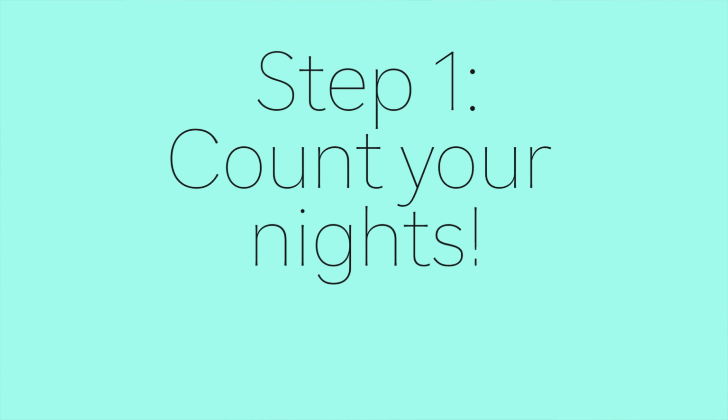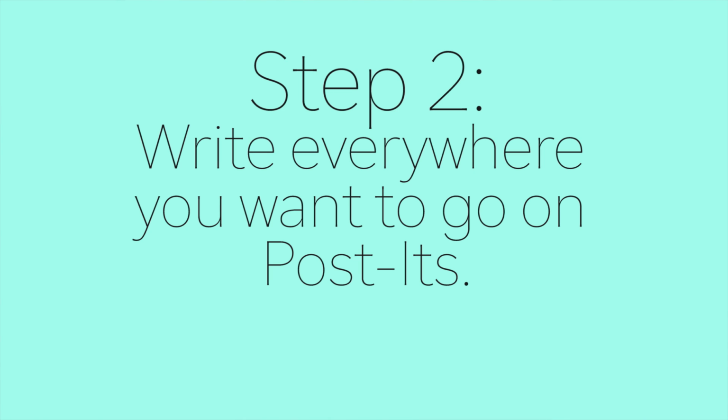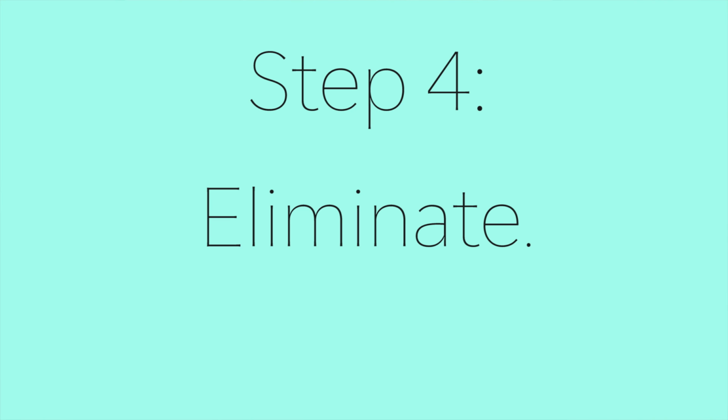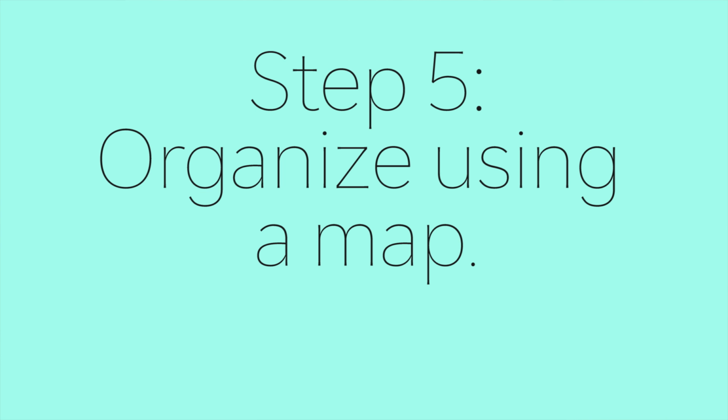Okay, so just to recap on those steps, the first thing you need to do is make sure that you count the number of nights that you're actually going to have on your trip. You're going to write down all of those places that you want to go on separate Post-its. Next, you need to determine how many nights you need in each place. Remember my rule of no less than 3 nights in a bigger city with lots of sites and no less than 2 nights in a smaller town. Next, you need to eliminate any places that put you over your time or are way out of the way. Finally, you need to put them in a logical order using a map.